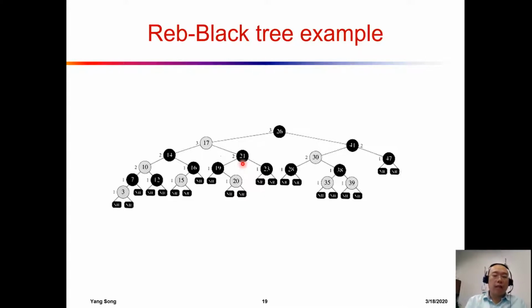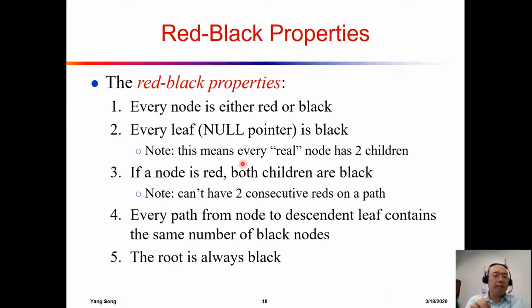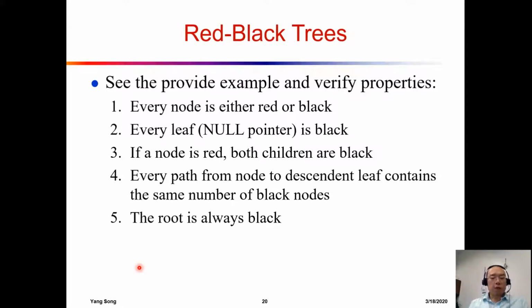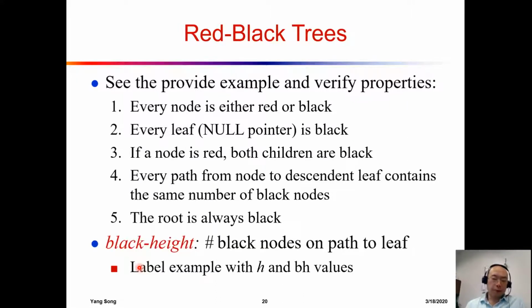Okay, that is defined as a black hat, and we are going to see that very soon. And the last one, the root is always black, so we can see here. So the next part, we want to use the example to verify all the properties, and we kind of have already done that. So all those 5 properties should be true to make a red-black tree valid.